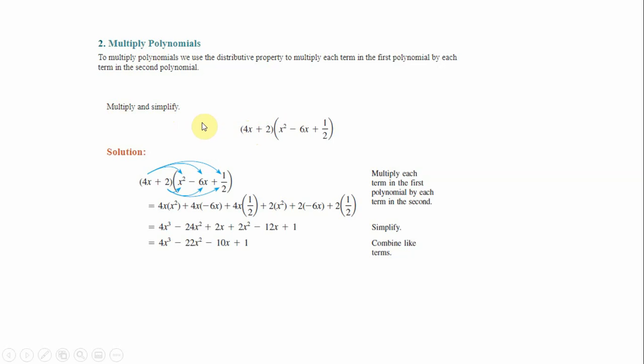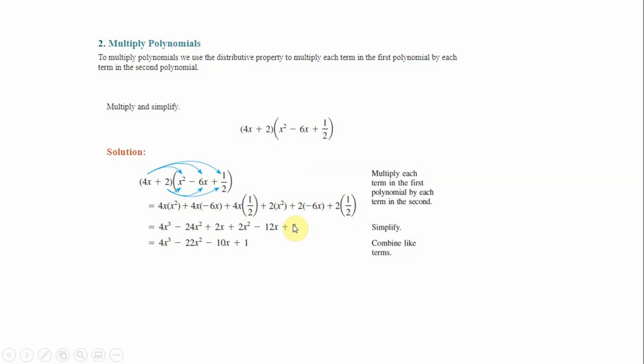And the way I multiply polynomials is to go from each term and distribute. So I'm going to start with the first term in the first polynomial and distribute across all terms in the second polynomial. 4x times x squared, 4x times negative 6x, 4x times plus 1/2. Once I finish distributing all the way through, I go to the next term and start distributing. 2x squared, minus 12x, plus 2 times 1/2 would give me the 1.